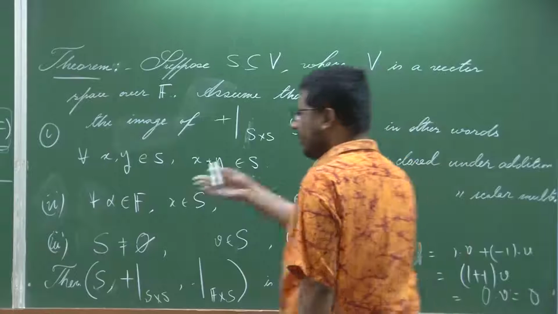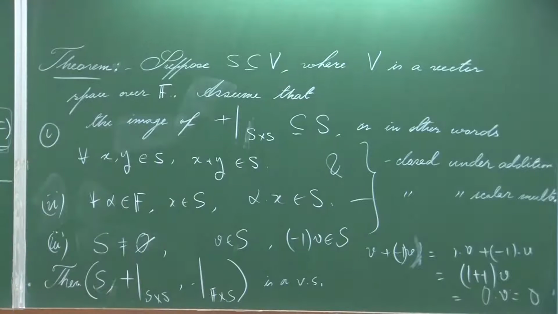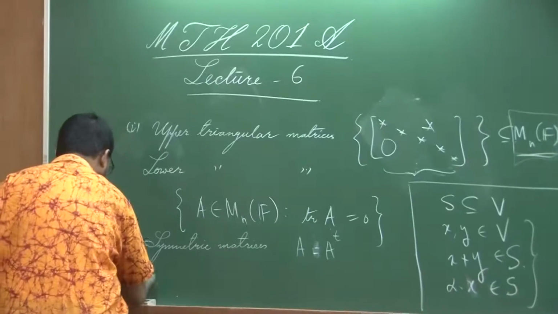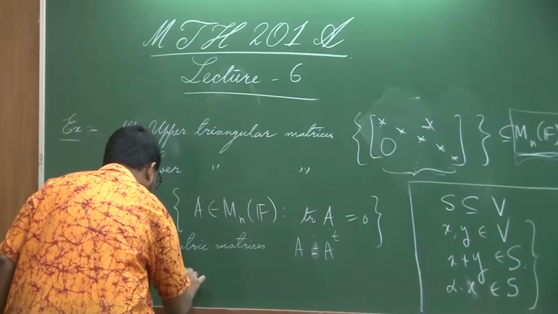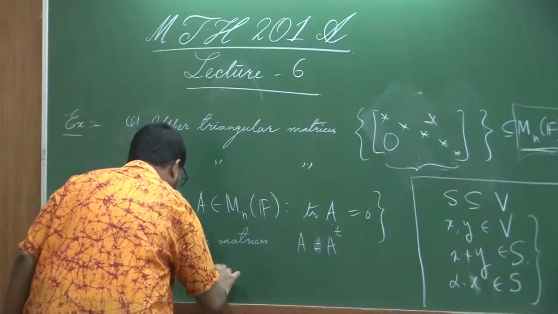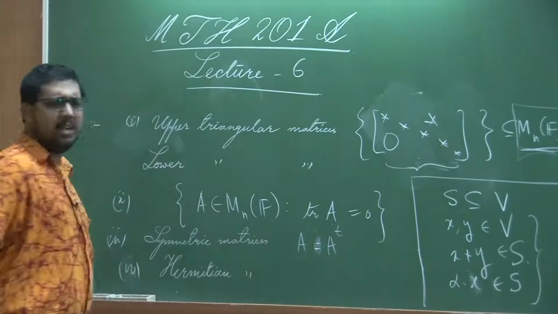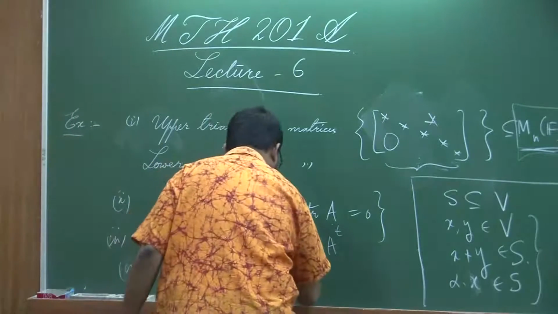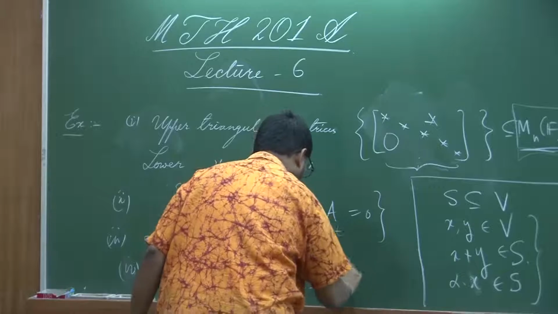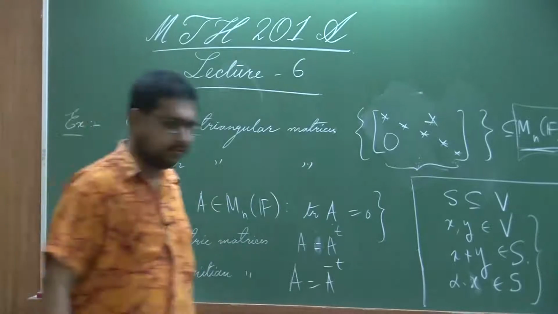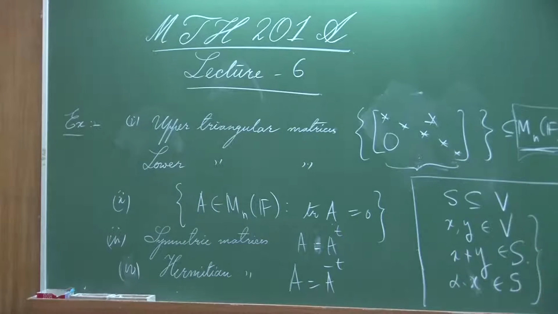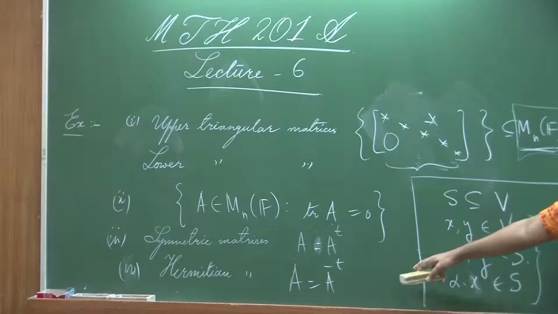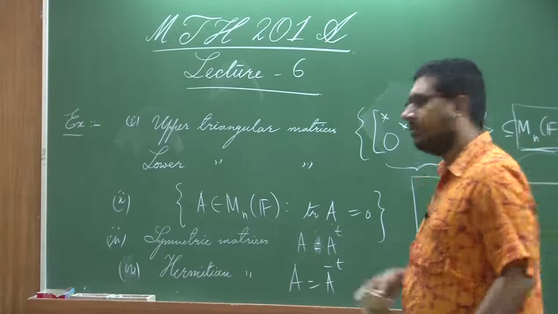So, symmetric, skew symmetric, and when your F is C, Hermitian and similarly skew Hermitian. What is Hermitian? A equal to A conjugate transpose. You can see that this is also closed under addition and scalar multiplication and contains the 0 vector. Here the 0 vector of this bigger space M n of C is nothing but the null matrix.